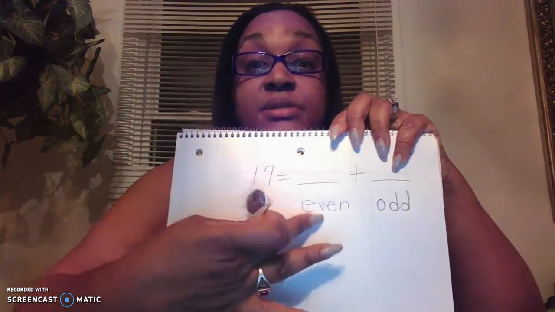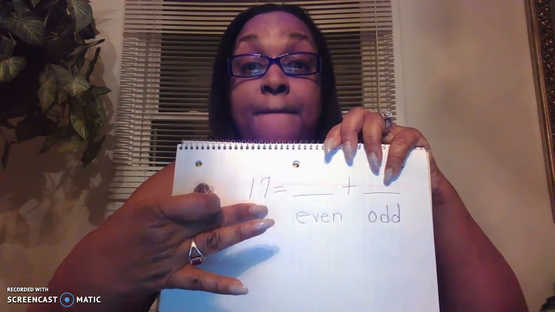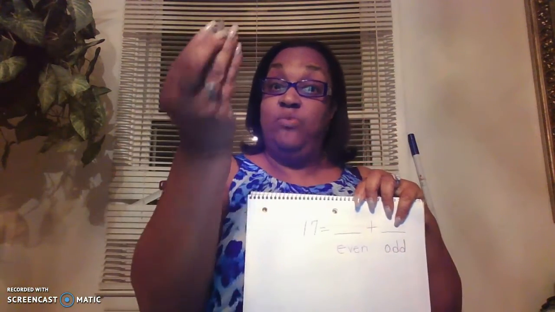So I give me 1, imaginary friend 1. Me 1, imaginary friend 1. And then me 1. Whoops. Wait a minute. I don't have any more. I just have this one. So if I have 1 left over, that means that the number 17 must be odd because guess what? I have 1 left over.